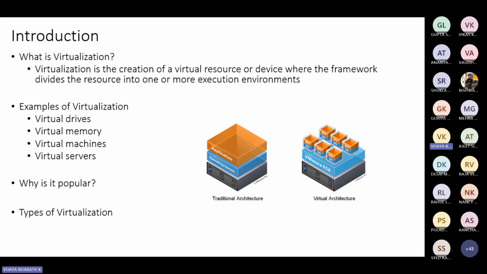Whereas in virtual architecture, on top of the hardware you don't have an operating system. Instead, you have a virtualization layer, which is the hypervisor or the virtual machine monitor. Above that, you may have multiple guest OS and their applications on top of it. Let's say you may have multiple machines, like a Windows machine or a Linux machine, and you can run the specific application you want to.